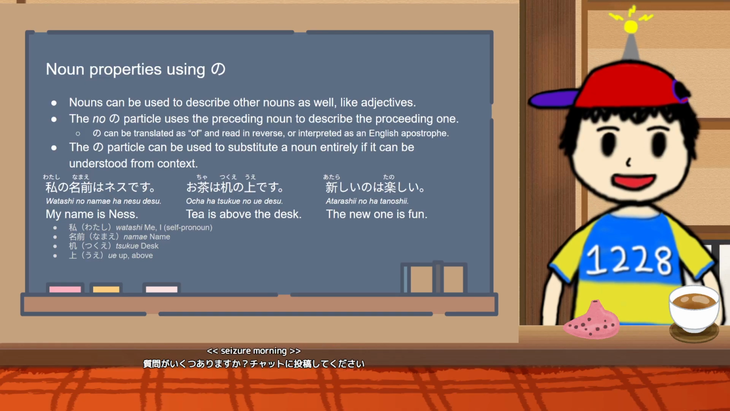Seizure warning. Okay, now I know what does that. Very cool. My bad.